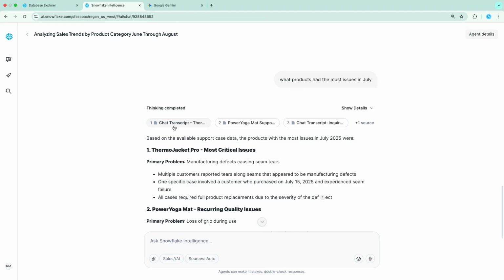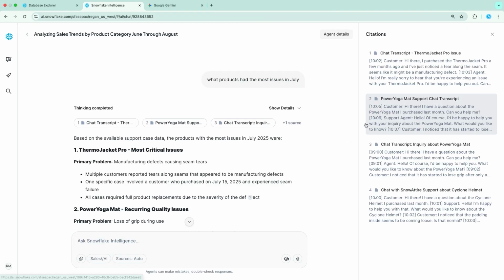Interesting here as well, you can see that it has also shown us where it's getting some of this information from. So you can see here some samples that it's used in the citations here to say, this is a chat transcript from the Thermo Jacket issue here. There's another one there from the Power Yoga mat. So you can see that it's backing up what it's finding with references as to the data that it's used. So this goes towards the user who's using this and understanding the trustworthiness of the insights that are coming back out.